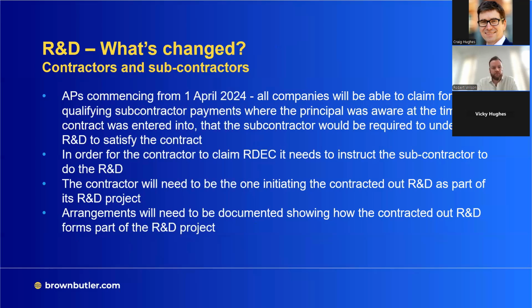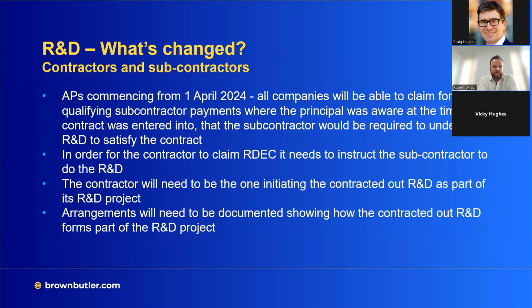Where HMRC was getting concerned, and it happened on a number of occasions, was that the contractor, the main client, was engaging a subcontractor to carry out some R&D work for them. And then both companies were actually claiming for R&D for the same work. And it probably has come as much a surprise. It took quite a while for HMRC to realise that they'd made a mistake and had actually either given relief or paid out to both clients in that situation.